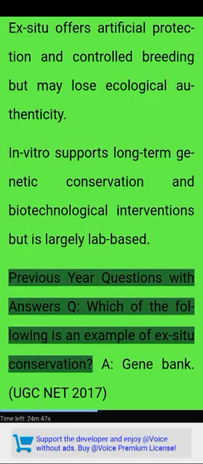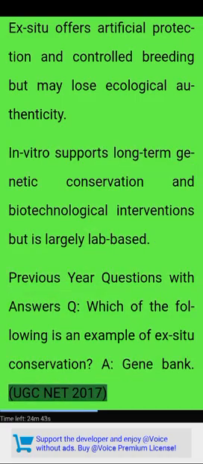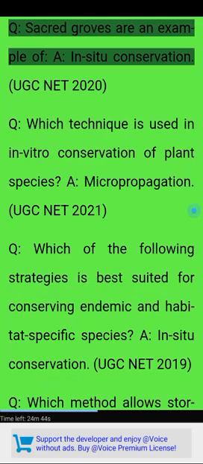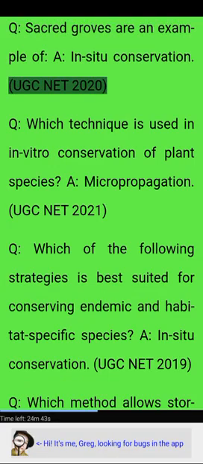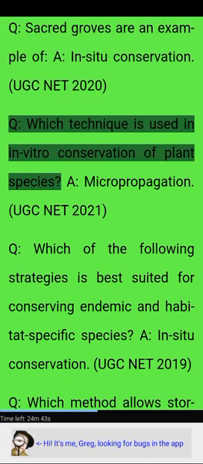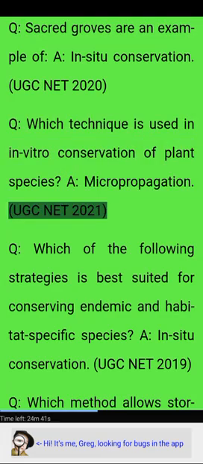Previous year questions with answers. Q. Which of the following is an example of ex situ conservation? A. Gene Bank, UGC NET 2017. Q. Sacred groves are an example of? A. In situ conservation, UGC NET 2020. Q. Which technique is used in in vitro conservation of plant species? A. Micropropagation, UGC NET 2021.